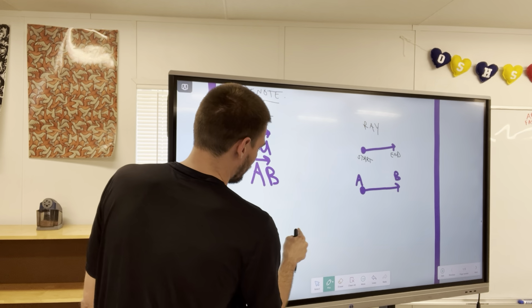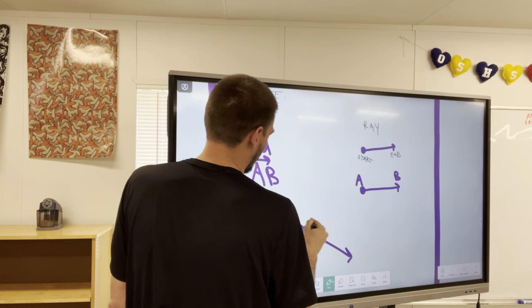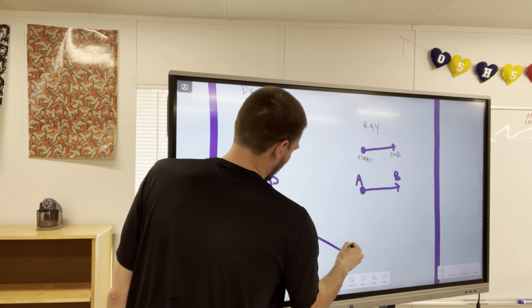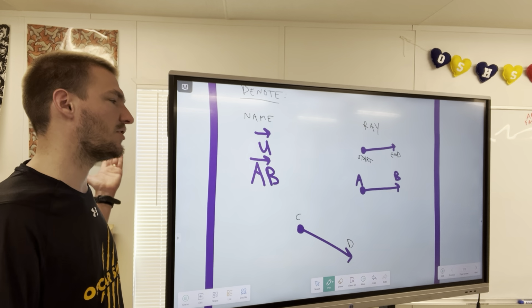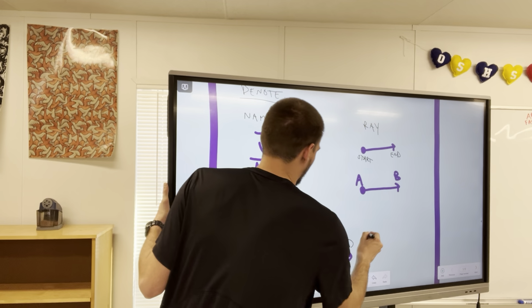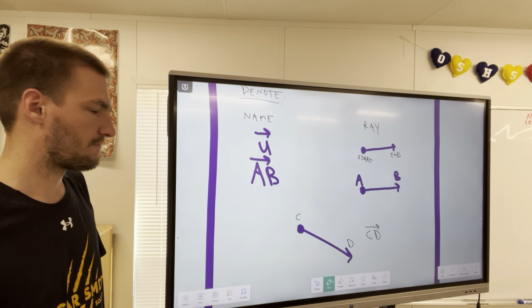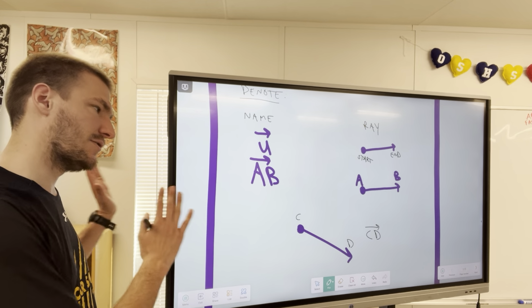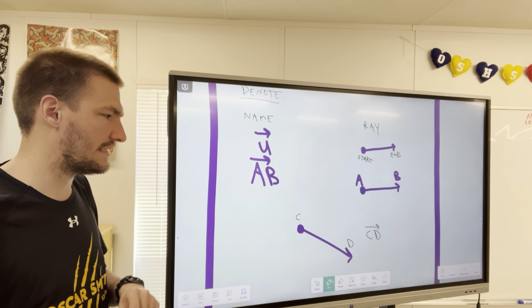I could draw a ray that looks like this. I could put C and D here. And how would I denote this ray? I would just call it CD with an arrow on top. Make sure it goes from C to D. C is the beginning, D is the end. But again, very easy so far.